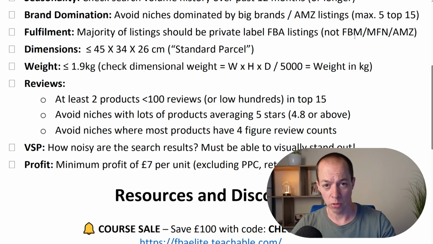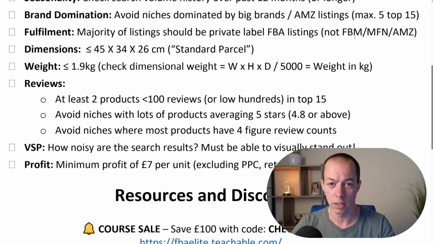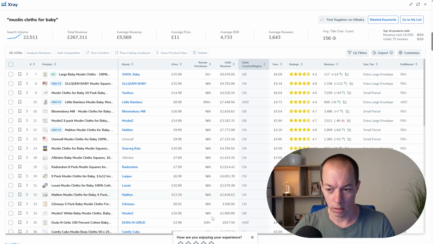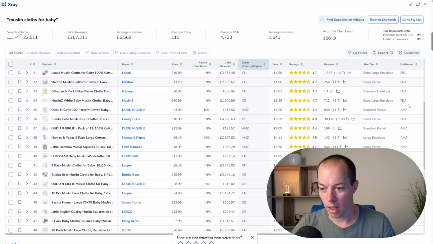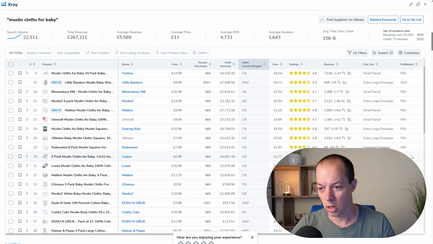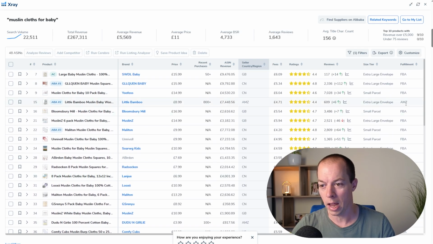So this is manufacturer fulfilled from their own warehouse rather than fulfilling directly from Amazon or AMZ listings. So if we go back to the muslin cloths, you can see here we have FBA, FBA, FBA. There's one AMZ, the rest are FBA. So I'm not too concerned. There are a couple more AMZ here further down. But in terms of the top 15 organic results, there's one AMZ listing.